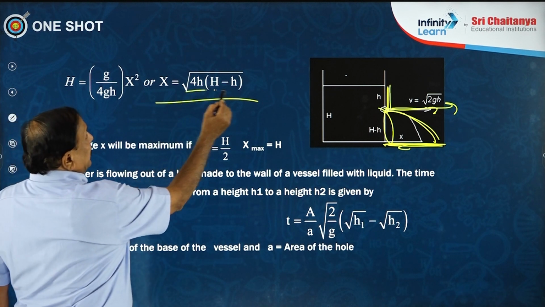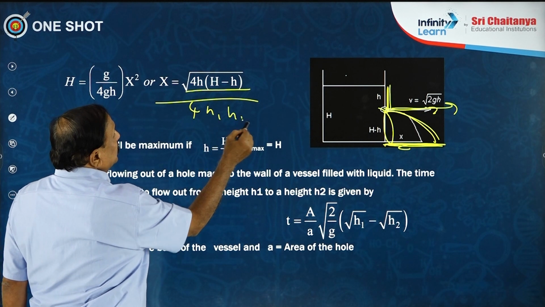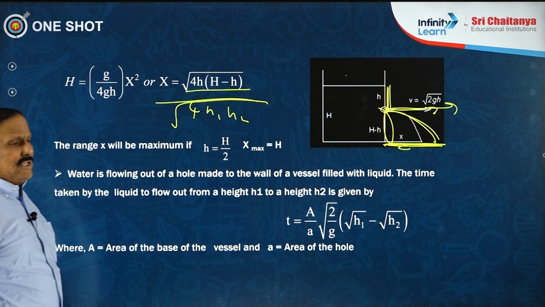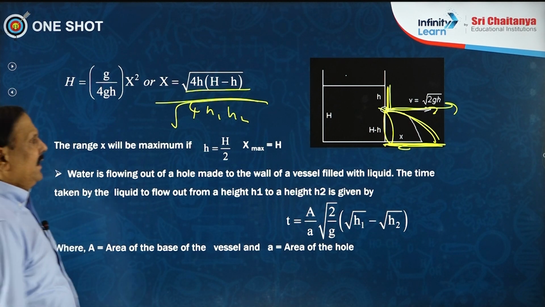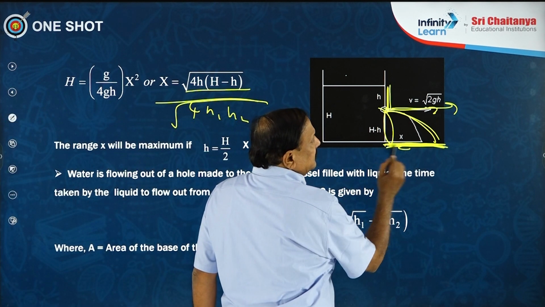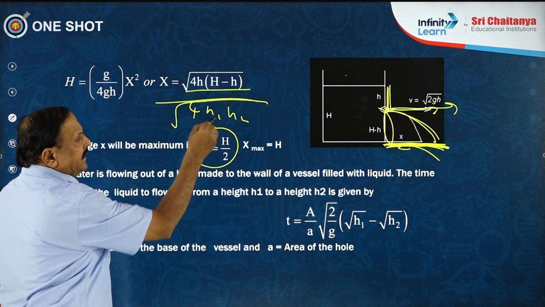4 into h into h minus s. Sometimes this can be written as 4 root h1 h2, where h1 is the height of the hole and h2 is the depth of the hole. Anyway, this horizontal distance travelled by the liquid will be maximum when the hole is at h by 2.